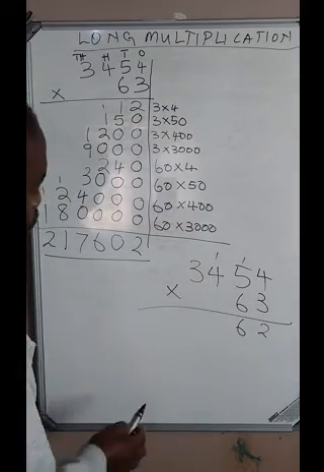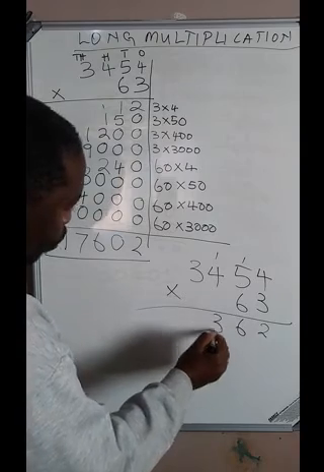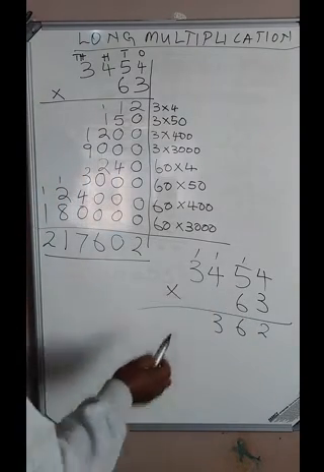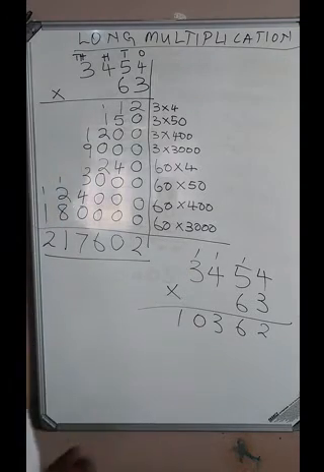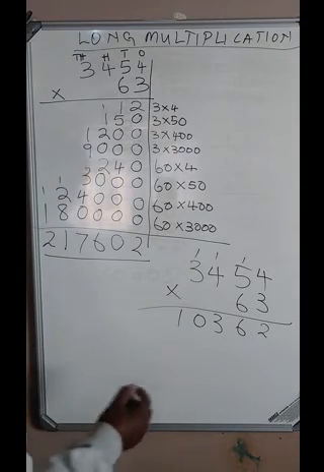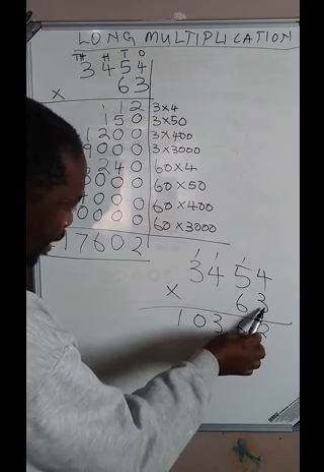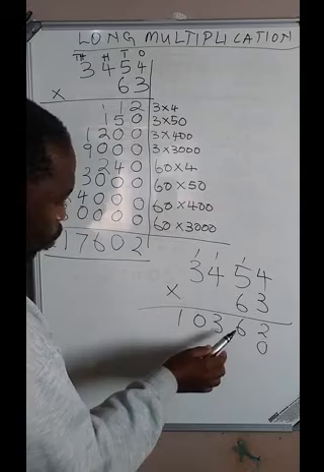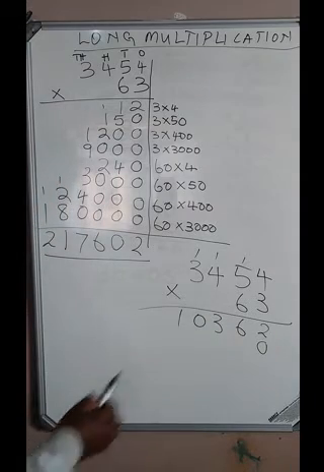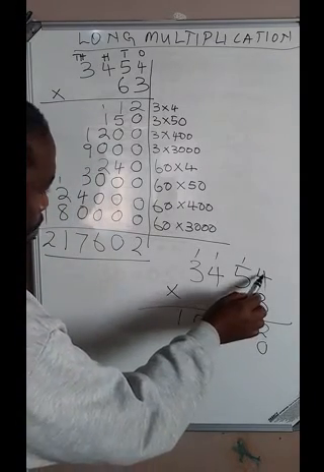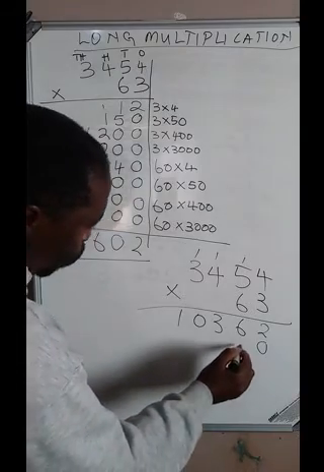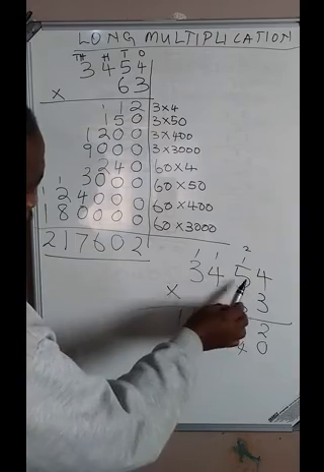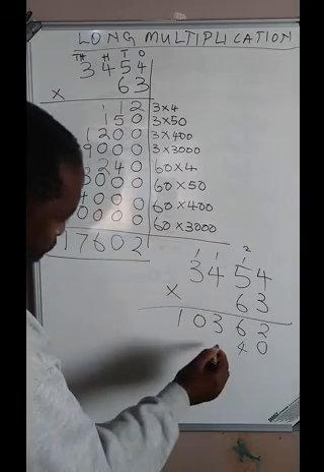3 times 4 is 12 plus 1 is 13. You write 3 and you carry 1. 3 times 3 is 9 plus 1 is 10. Now you have finished multiplying by 3. So you write 0 here because now you are going to multiply by 6. You say 6 multiplied by 4, it is 24. So you write 4 and you carry 2. 6 times 5 is 30 plus 2 is 32.